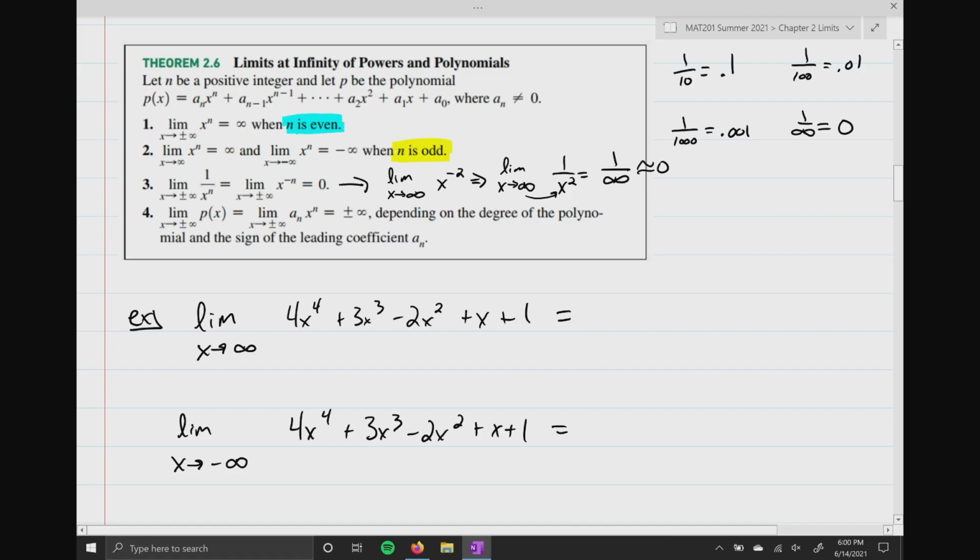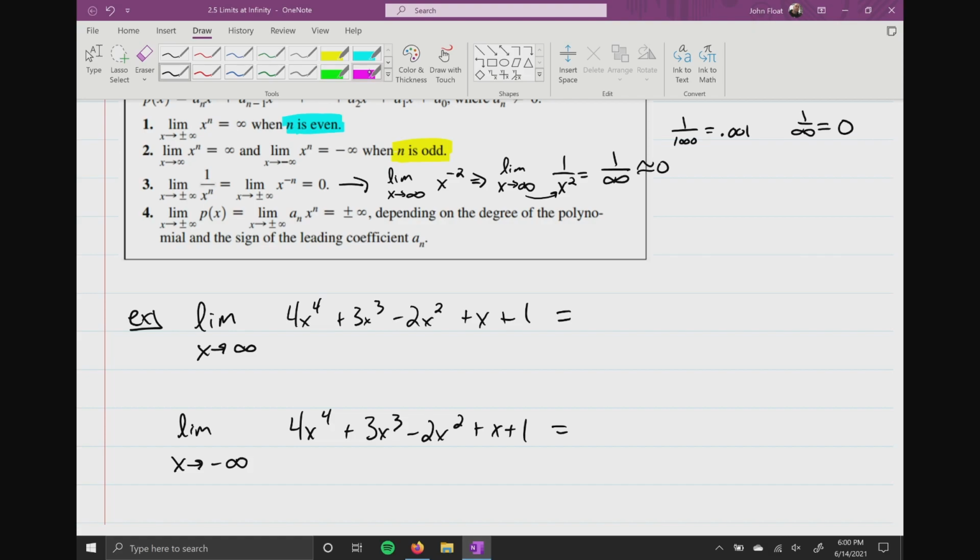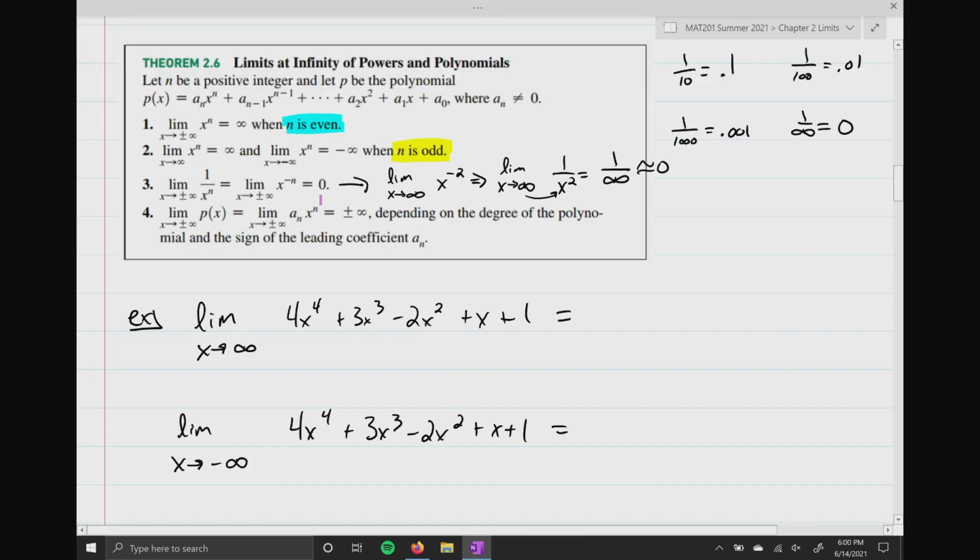Then the fourth property deals with the leading coefficient in the leading term. So what this says is if you have the limit as x goes to positive or negative infinity of p of x, which is a polynomial, all you're really going to focus on, and let me highlight this, I'm going to use this magenta one, is you're going to focus on this term, which is the leading term in our general polynomial. So depending upon the degree of the polynomial and the sign of the leading coefficient, you're going to know if this goes to positive or negative infinity.